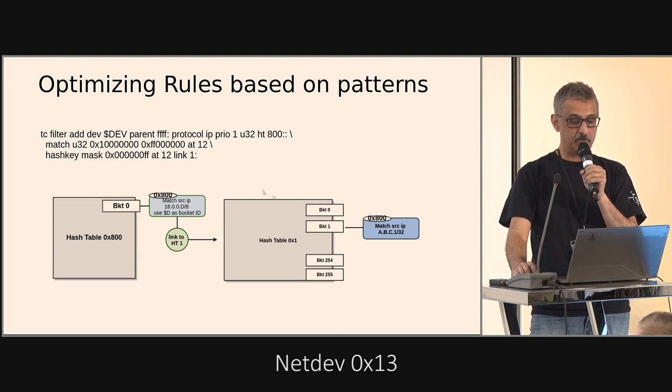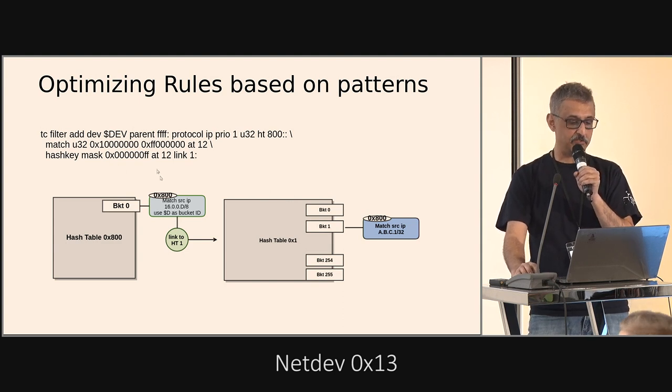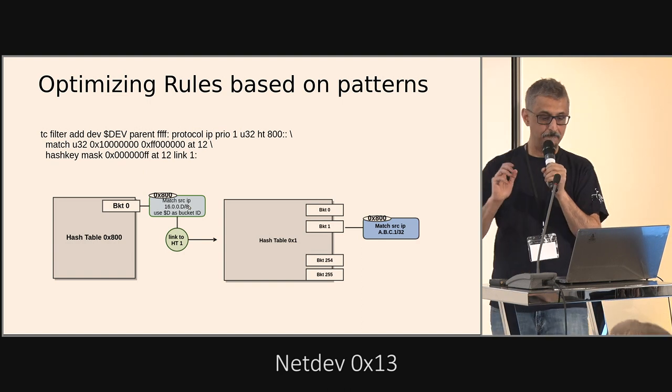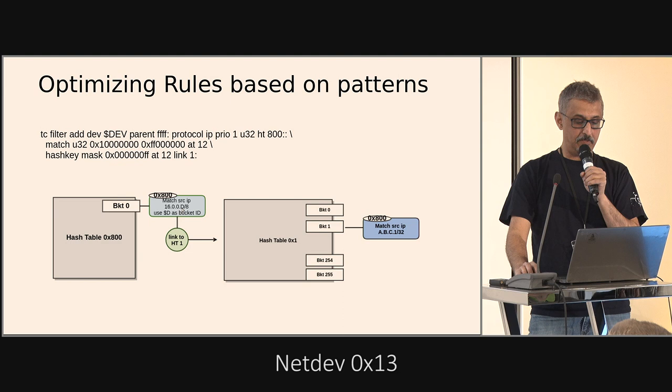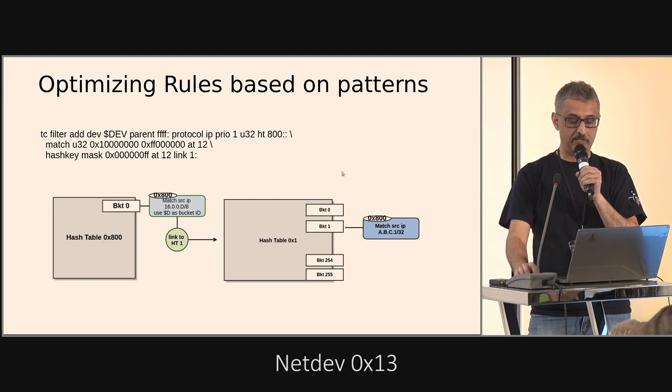And how do you select? So first you match on the 16.0.0.0 slash 8, okay? And then you select, this is a keyword called hash key that selects the bucket for the next table. So I'm going to use the last octet to select a bucket. So an address like 16.0.0.1 is going to end up on bucket 1.